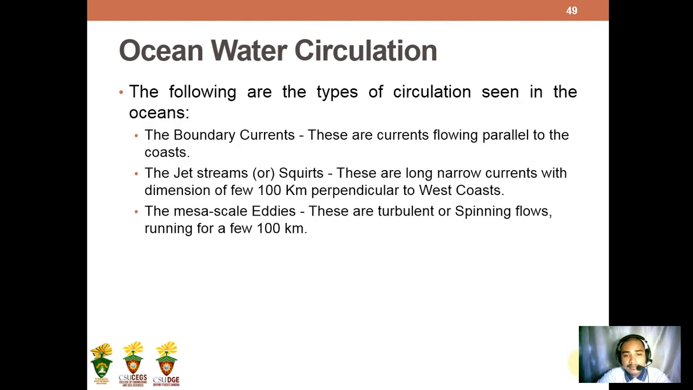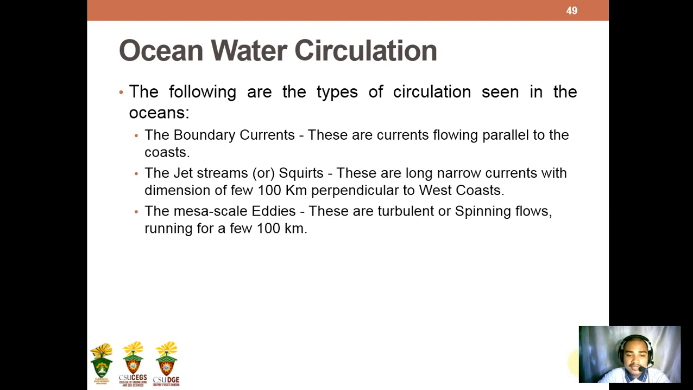Another one is the boundary currents. These are currents flowing parallel to the coast. When we say parallel, if you see currents that are flowing parallel to the coast, these currents can be called boundary currents.